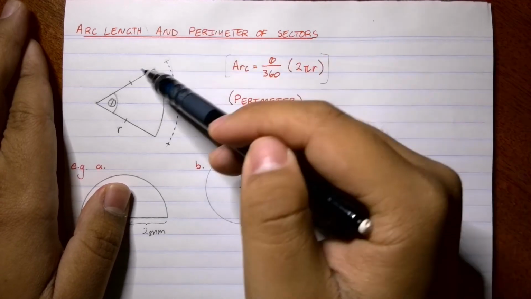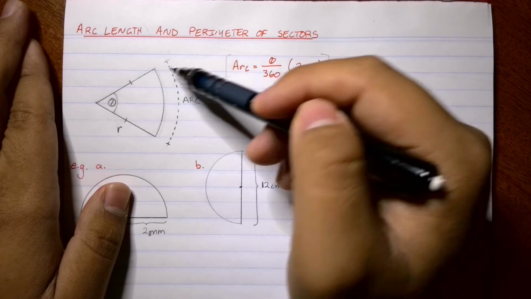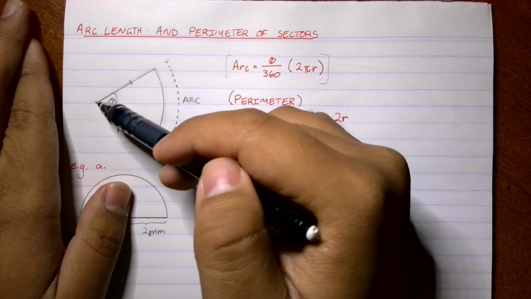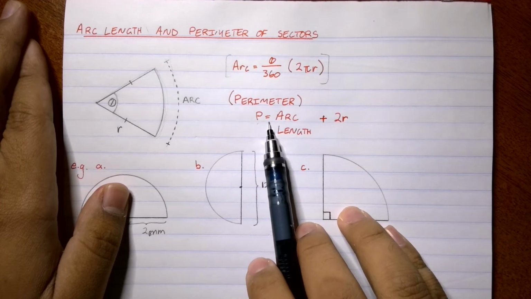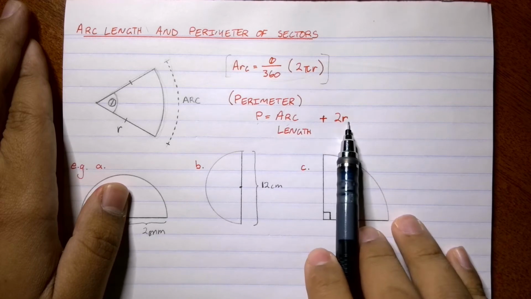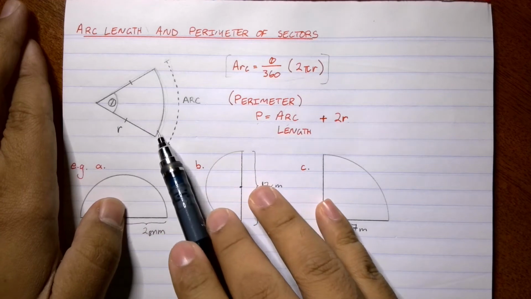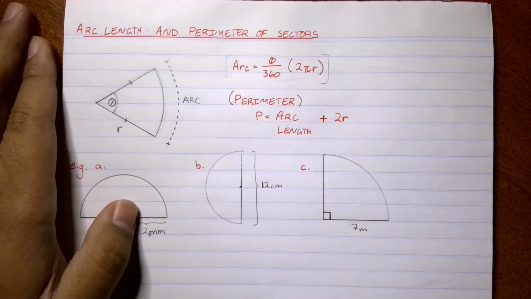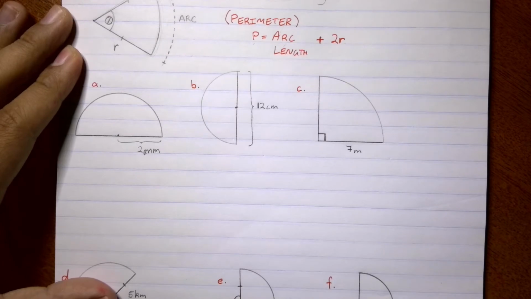However, the perimeter, so the entire outside of this sector, is the arc length plus these two radii lengths. Hence why we have P for perimeter is equal to the arc length calculated using this, adding 2r, because the radius here is added to get the perimeter of this sector. So let's use these examples to calculate and demonstrate exactly what we've shown here.